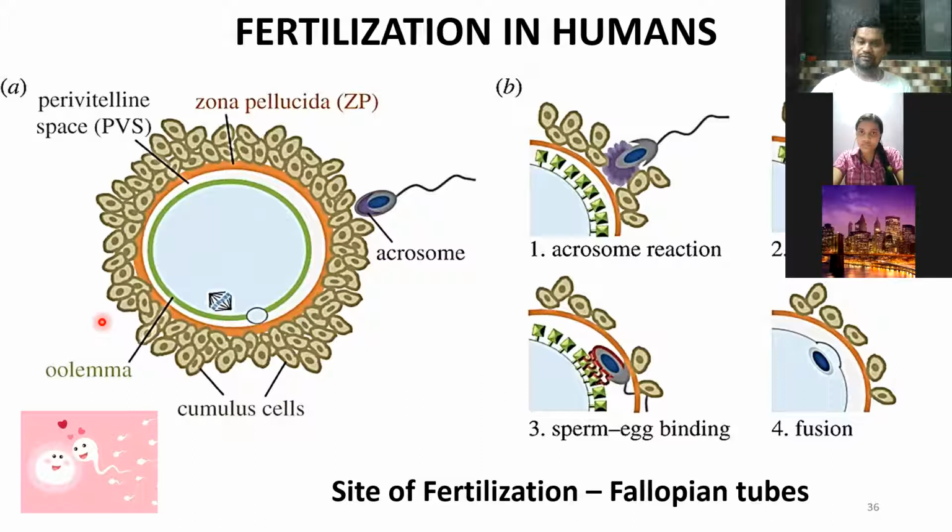In the case of human beings also, as I had mentioned last time, the site of fertilization is the fallopian tubes. Above the uterus, on both sides laterally, there are two tubes present. We call them the fallopian tubes or the oviducts. That is where the ovum, the secondary oocyte, reaches after being caught by the fimbriae. And in that fallopian tube itself, the sperms also reach.